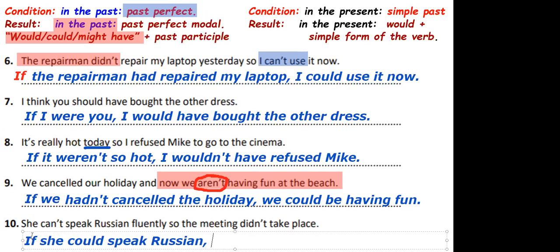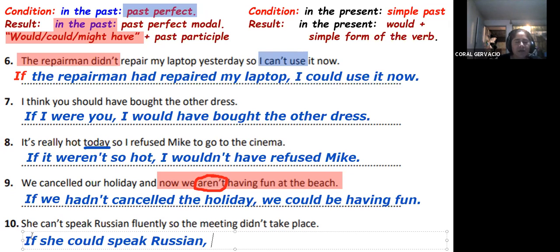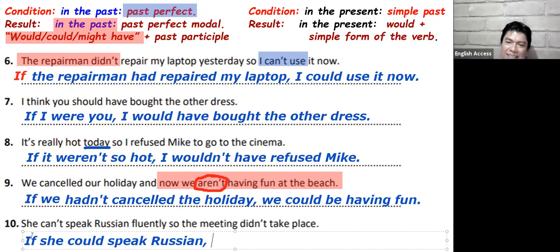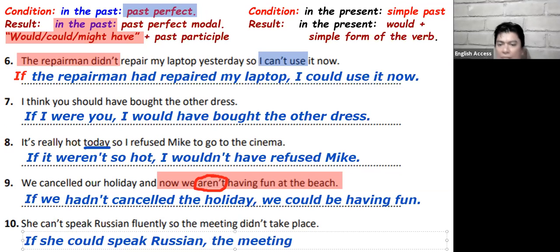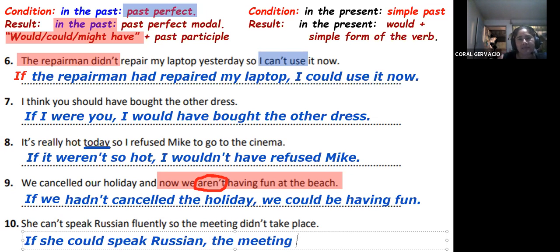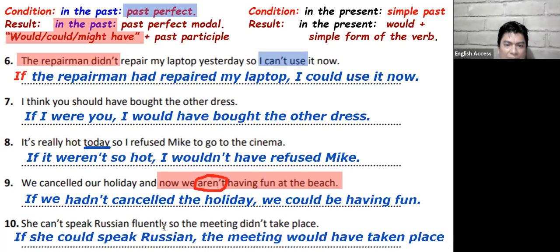If she could be able to speak Russian? No. If she had been able to speak Russian fluently, the meeting would have taken place. No, that's not what you said. If she could speak Russian, the meeting have taken place. But you're missing something: the meeting would have taken place. Perfect.